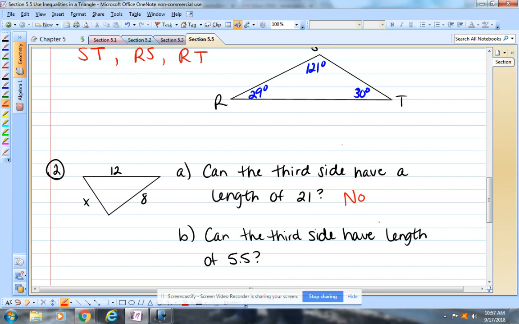All right. Can the third side have a length of 5.5? If I add 12 and 8, I get 20. Is 20 greater than 5.5? Yes. So that one can be 5.5. It can be any number less than 20. Does that make sense? If I add the two sides, I know it has to be greater than the third side. Okay? Does that make sense?